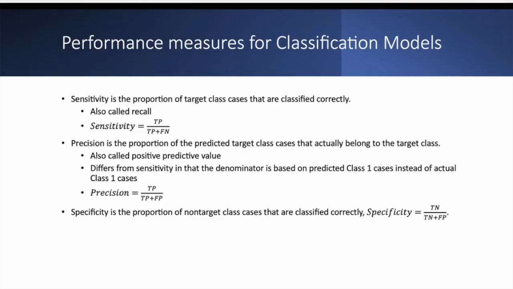Precision, we call it positive predictive value. It's the proportion of the predicted target class cases that actually belong to the target class. The difference between sensitivity and precision is that the denominator is based on the predicted class 1 cases, not the actual class 1 cases. So that's why I look at the denominator. For precision, true positive and false positive. In the sensitivity, we have true positive and false negative.